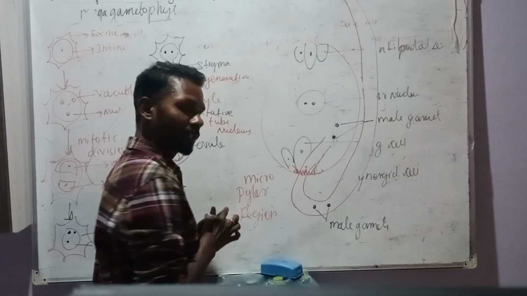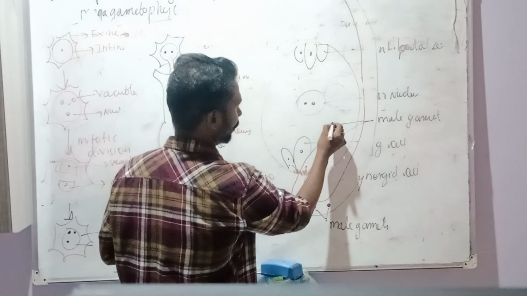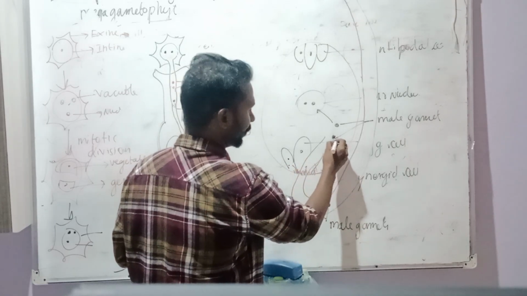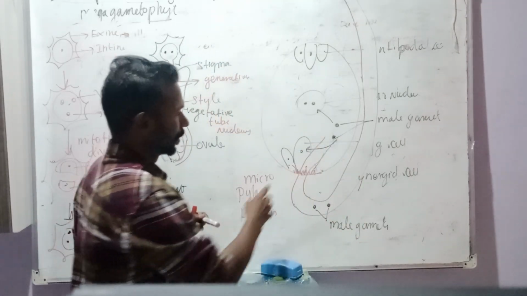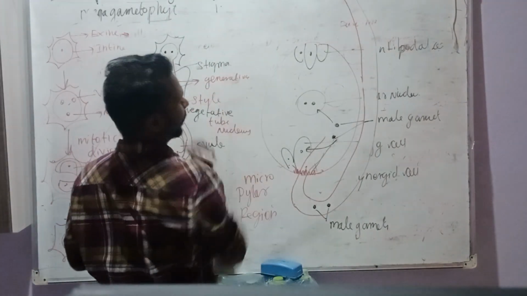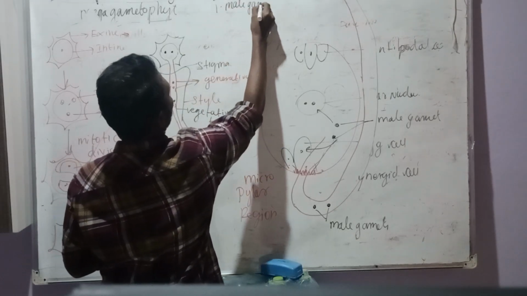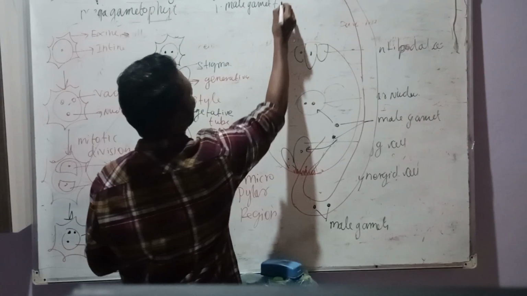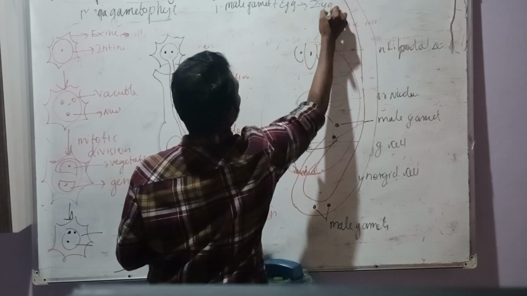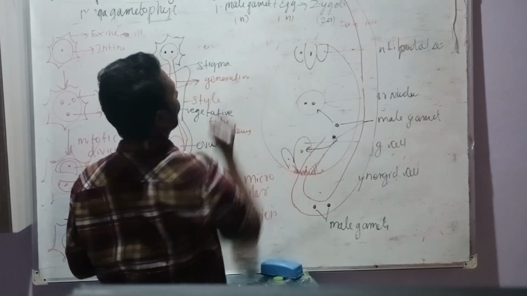The two male gametes are going to do fertilization. The first male gamete fuses with the egg cell, and the second male gamete fuses with the polar nuclei. First fertilization: the male gamete fuses with the egg and forms the zygote. The zygote is diploid, from haploid and haploid.